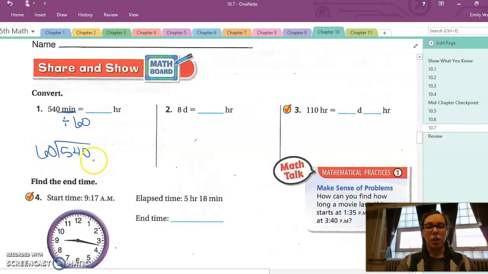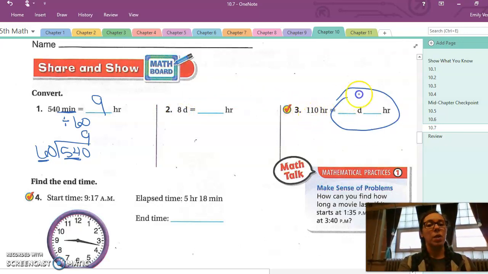Okay, same thing, I've got some zeros on here. 6 and 54, doesn't that go in? Let's see. It does. I found it, did you? Goes in 9 times. So 540 minutes is 9 hours. Okay, same thing here, same thing here. You've got a mixed measure here, so you'll have some leftover from somewhere. That leftover, that remainder will come here.